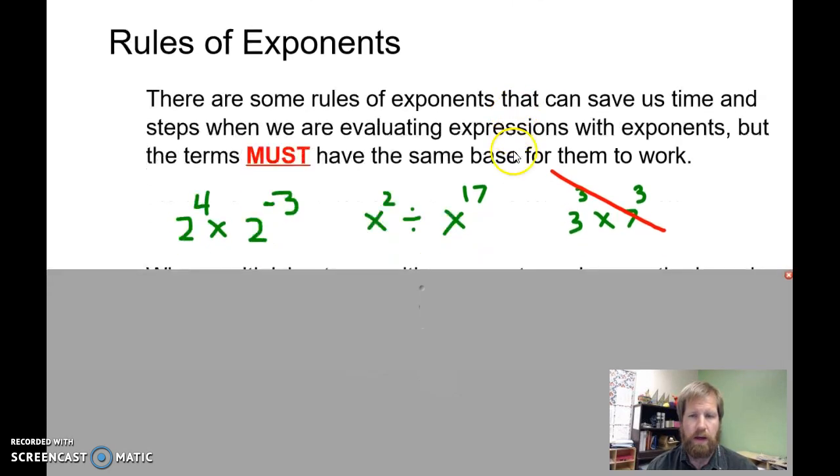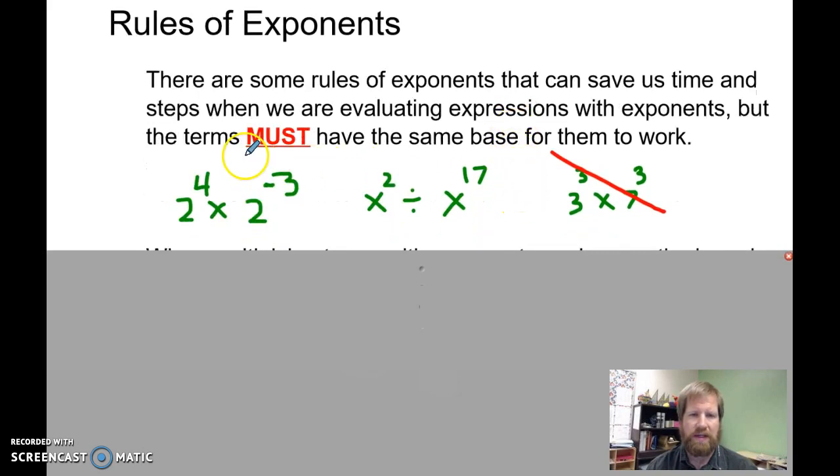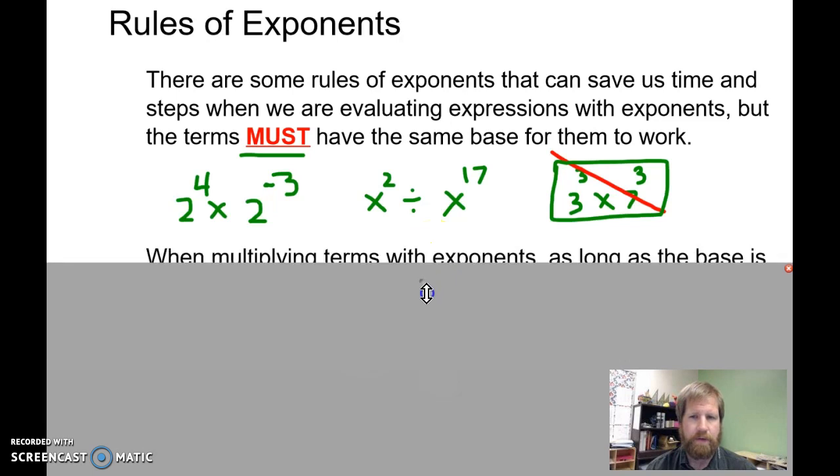The first requirement is that the terms, the bases, must be the same. They have to have the same base. I can't do anything with two terms that have different bases. Even if the exponents are the same, if the bases are different, the rules don't work. And we'll look at why in a little bit.